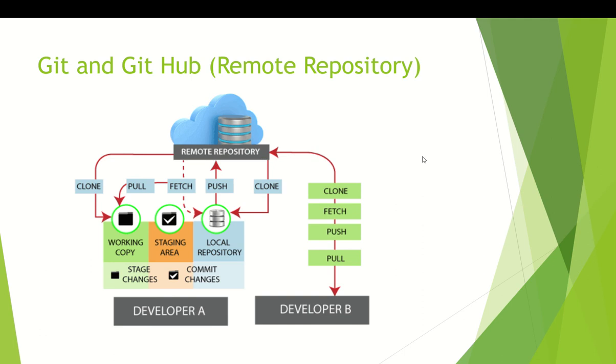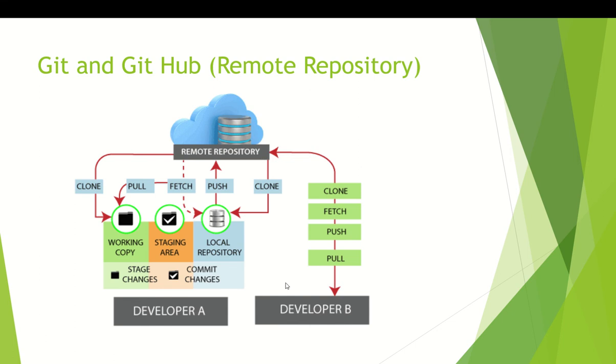This is another picture which shows clearly how two developers working on a code will store it in the remote repository. This developer's working area copies here, then he will be staging it, then it will be in his local repository: stage changes, commit changes, these three stages. From here he will push it to the remote repository, that is GitHub, and from there another developer will clone it, fetch it, and pull it to his laptop.